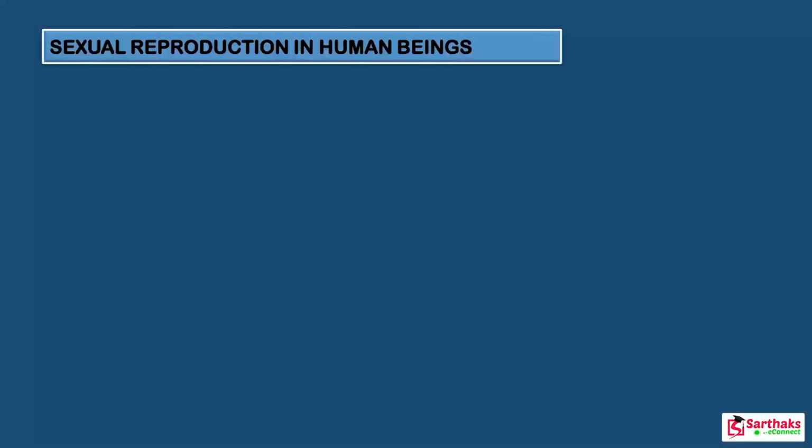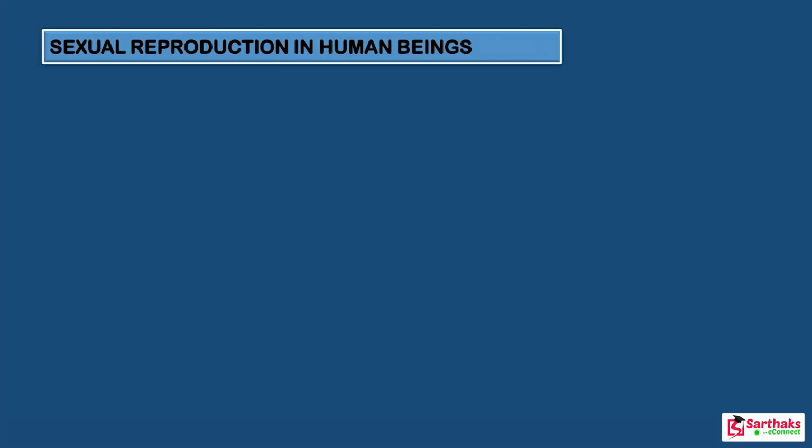Hello everyone, in today's lecture we will discuss sexual reproduction in human beings. In the last lecture, as you know, I told you about sexual reproduction in plants. In order to understand sexual reproduction, we should know the meaning of some important terms like male sex, female sex, gametes, sperms and ova. So let's start to discuss them.